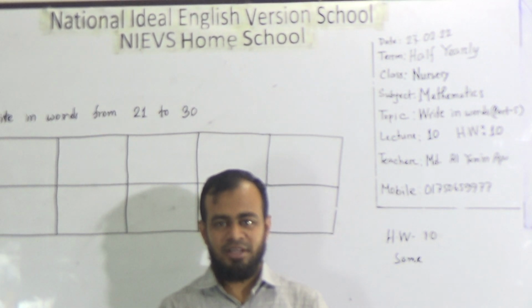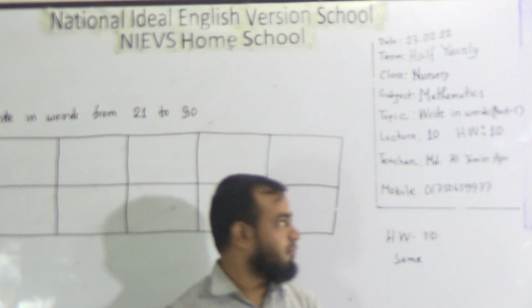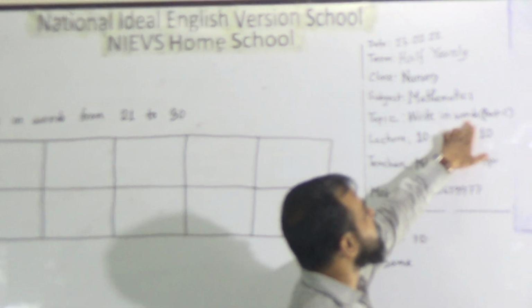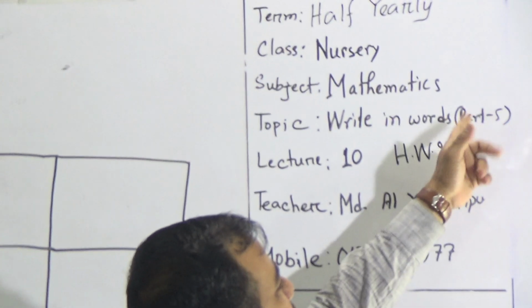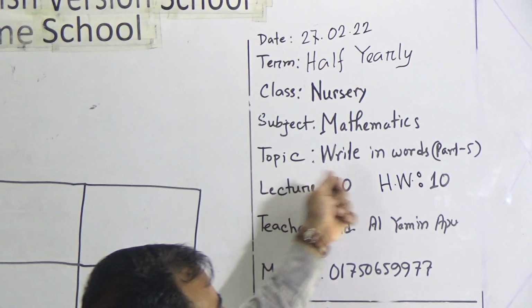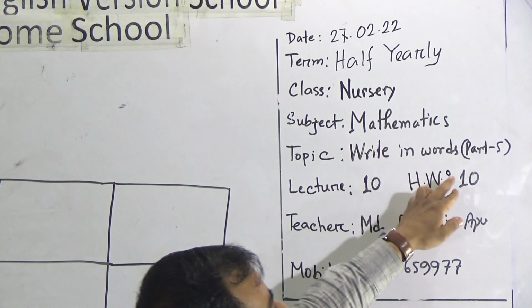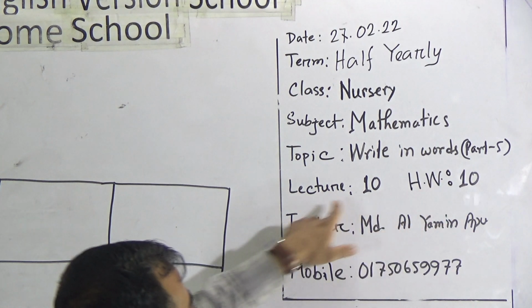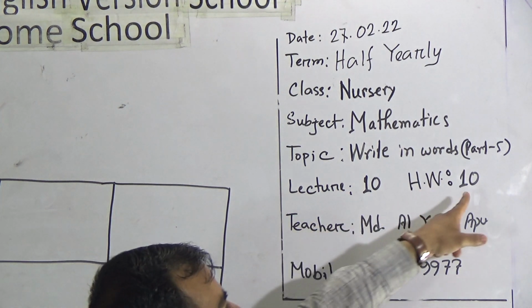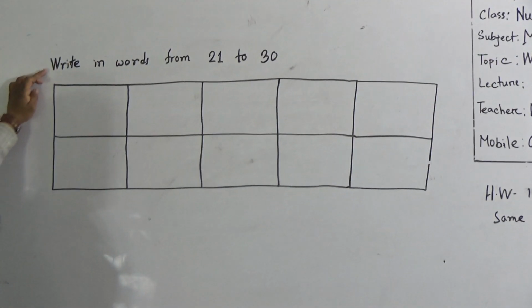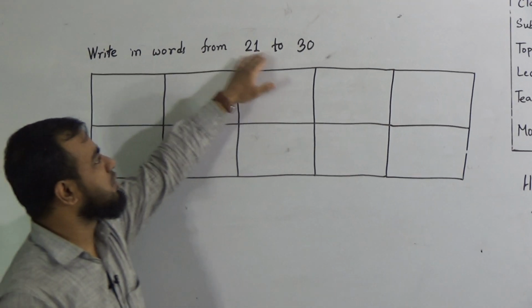Today I am going to take a math class for the students of class nursery. Our today's topic is write in words. It's part 5. That means in the previous classes we have learned from 1 to 20. We will learn today from 21 to 30 in part 5. Your lecture number is 10. You have a homework. Your homework number is also 10. Now the question is written down here already: write in words from 21 to 30.